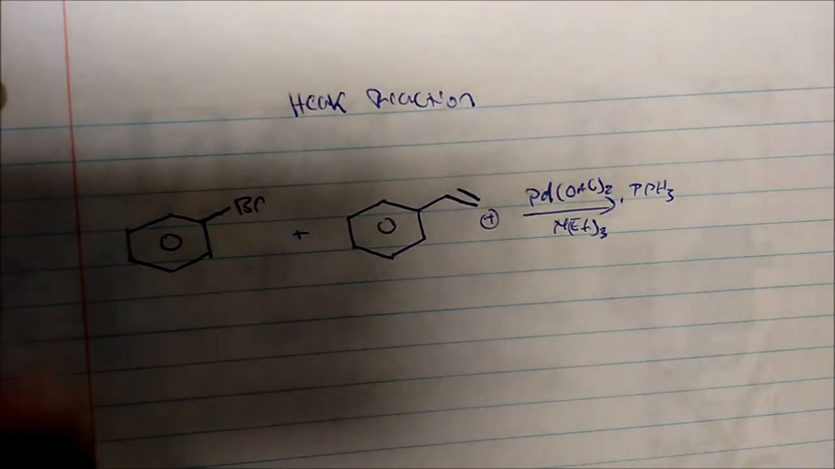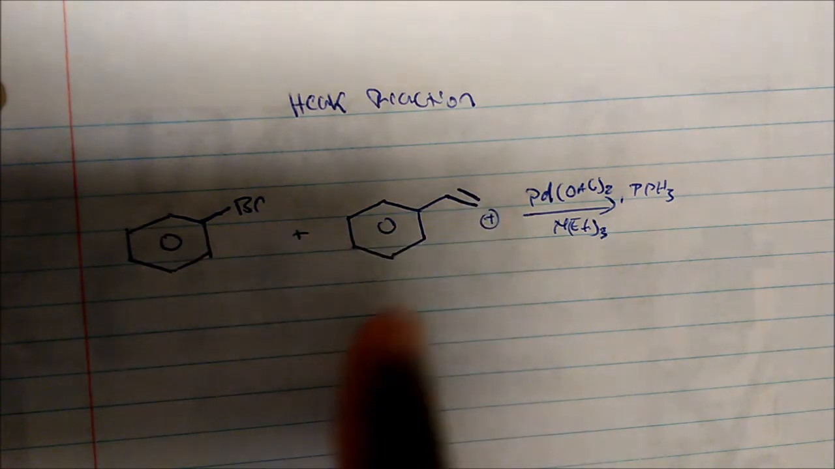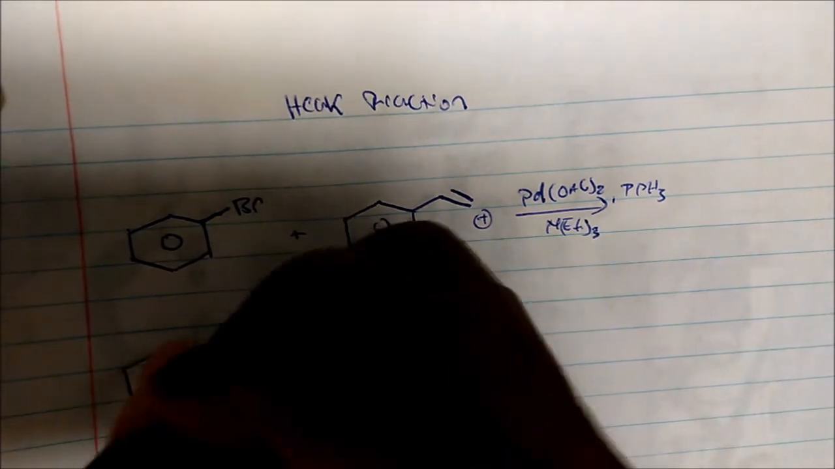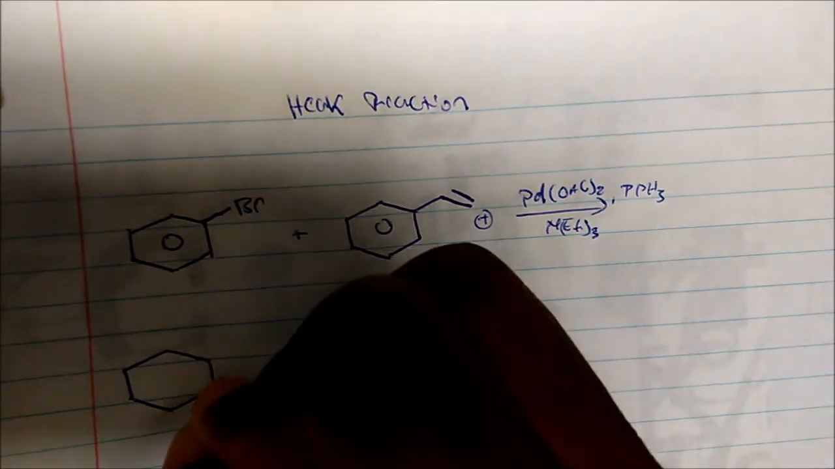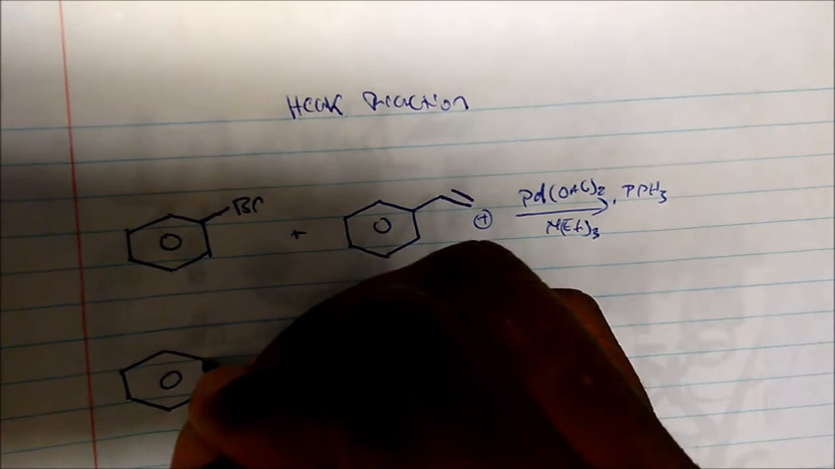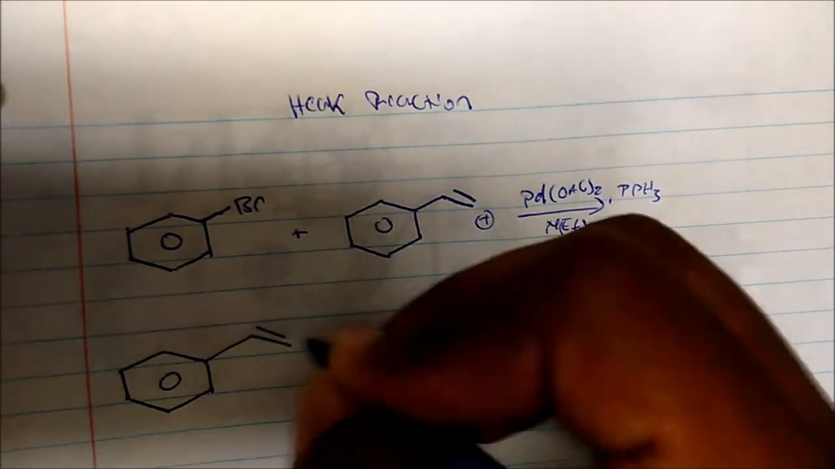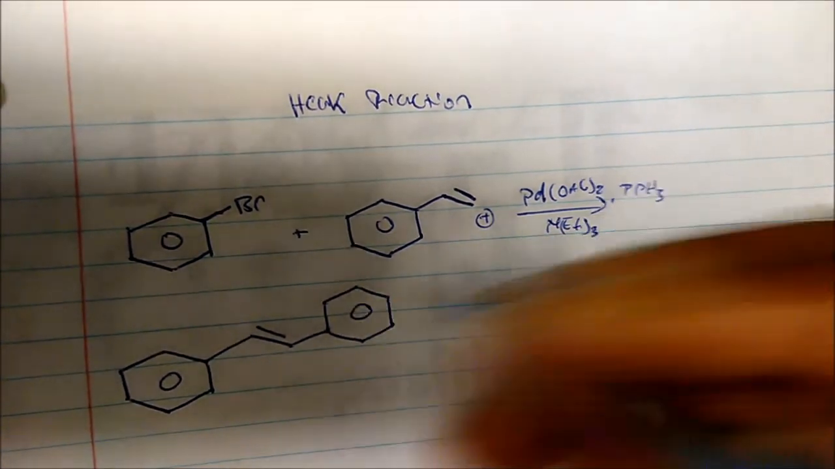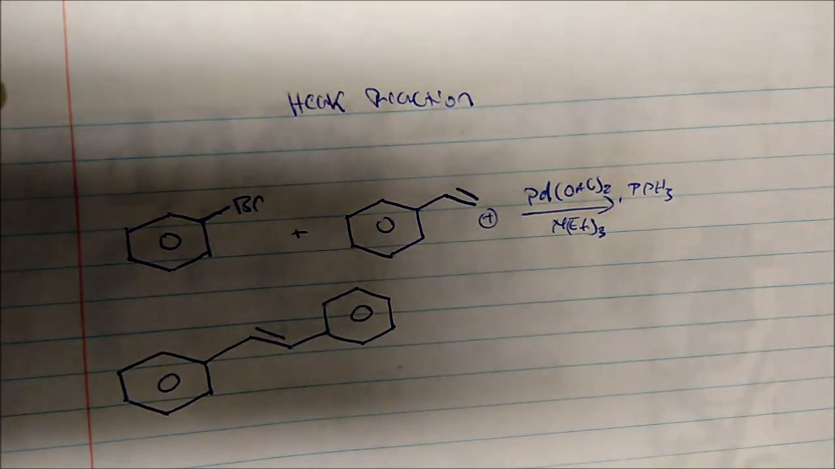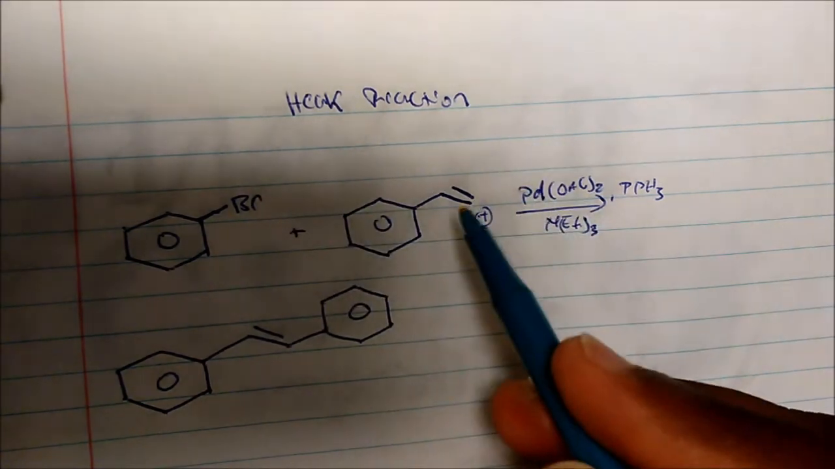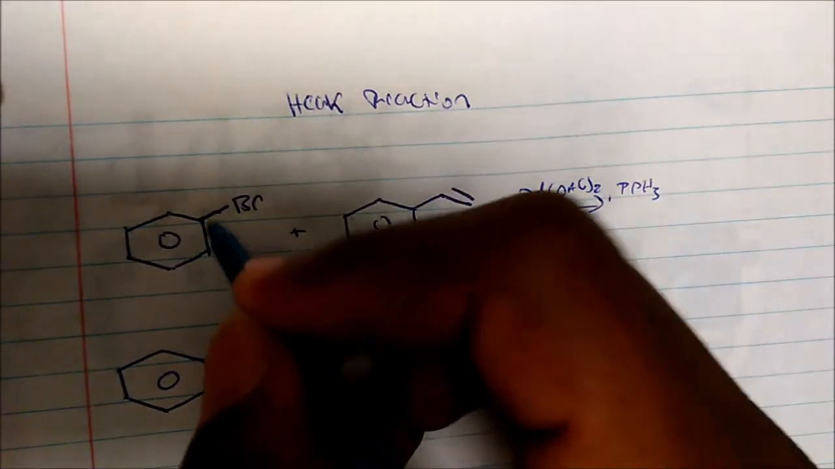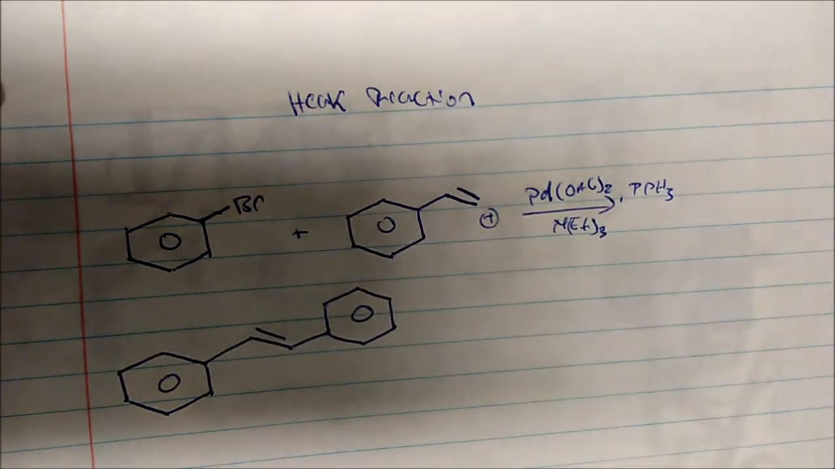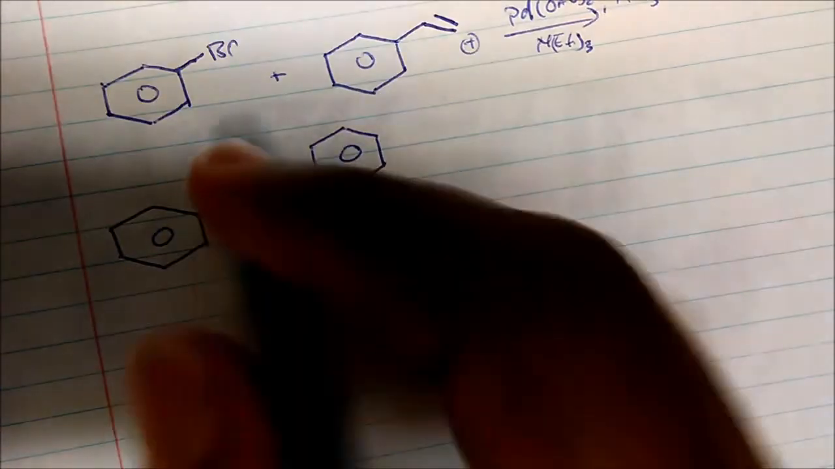But what you should know is that we're going to get end-to-end addition to the carbon-carbon double bond. So therefore, the product for this reaction will look something like this. Okay, so this will be the product that I get. Notice that I'm getting end-to-end addition, so I will lose my bromine and I will get end-to-end addition to the alkene bond.